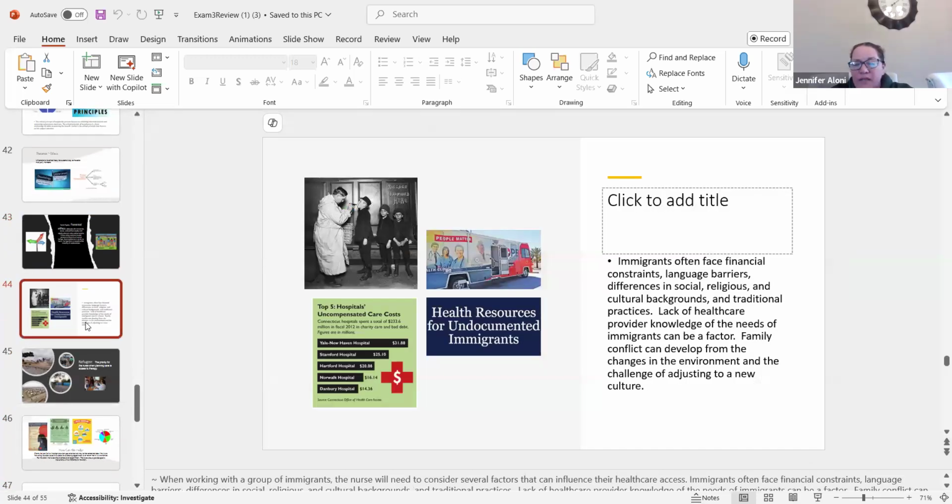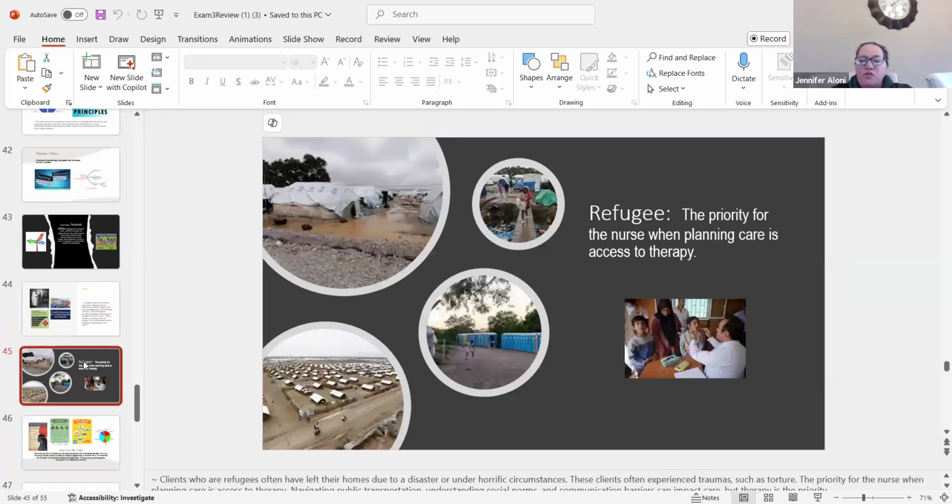When we think about our immigrant population, please think about the financial constraints, language barriers, social, religious, cultural differences. Family conflict can develop among our immigrants due to that change in environment and the challenges that we get. Remember, we have refugees, and our priority with those is to make sure they have access to therapy, to care. Often they've experienced some trauma. And so the priority for nurses is making sure they get access to care. Navigating public transportation can be a problem, and communication barriers can certainly be a problem with our refugees.